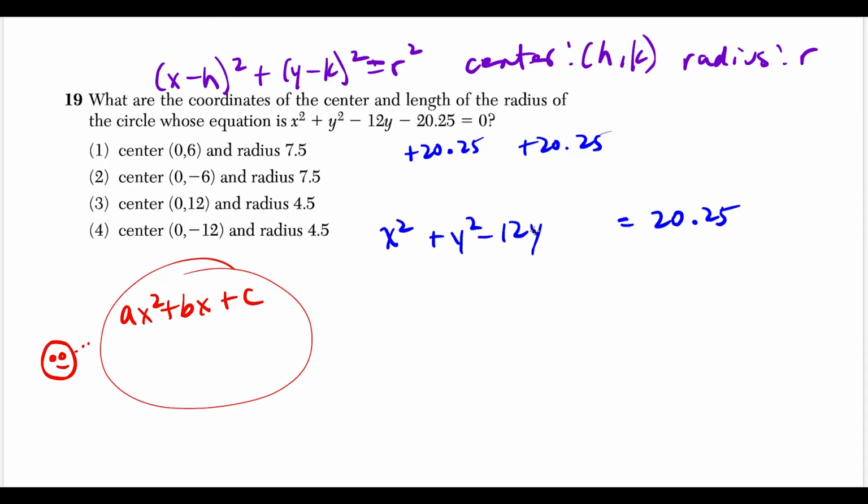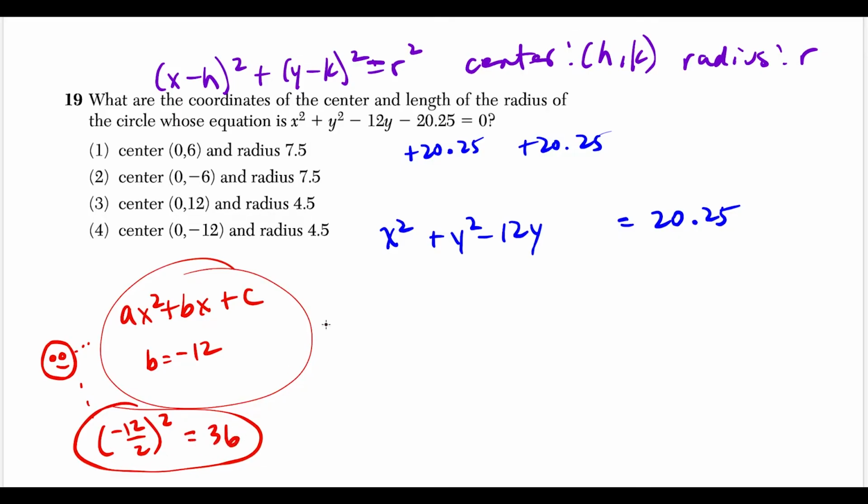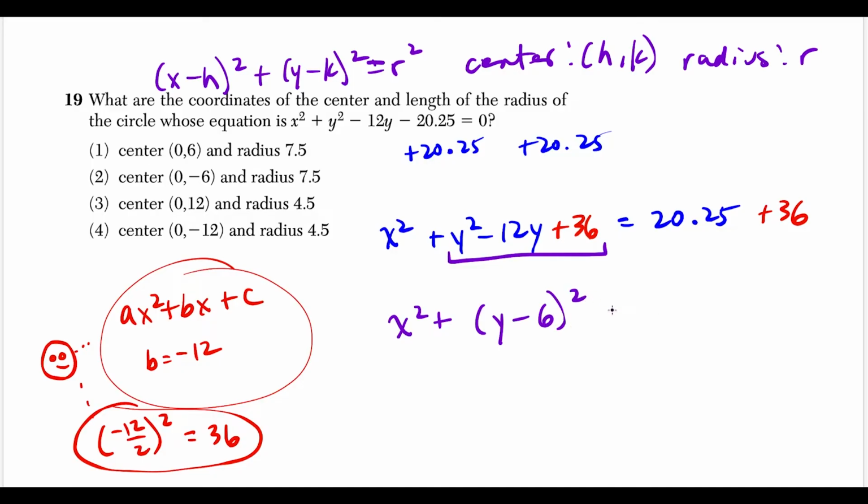But the y squared minus 12y, the b term, in our case here, our b term is negative 12. So then what we do from here is we take half of the b term and we square it. So we're going to have negative 6, and negative 6 squared is 36. And that's what we're going to add to both sides. I'm going to do plus 36 on both sides. And now what this gives us is a perfect square trinomial. So now we have x squared plus, and this is going to factor to y minus 6 times y minus 6, or we could call this y minus 6 squared. And when we add these two, we're going to have 56.25. So now one thing to be mindful of is that in the equation, r is being squared.